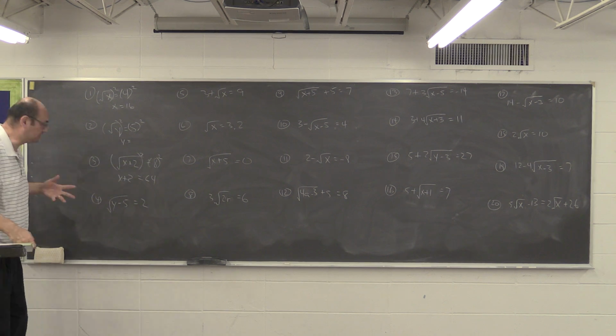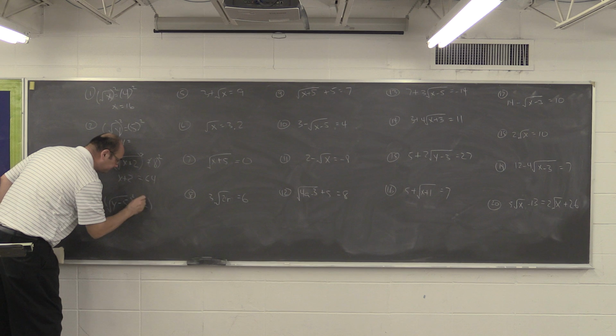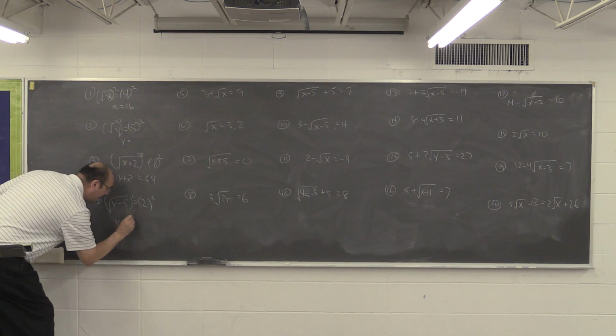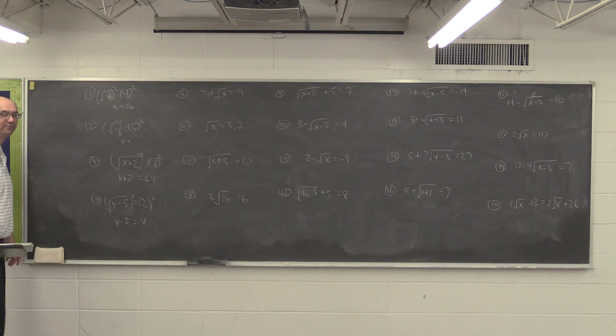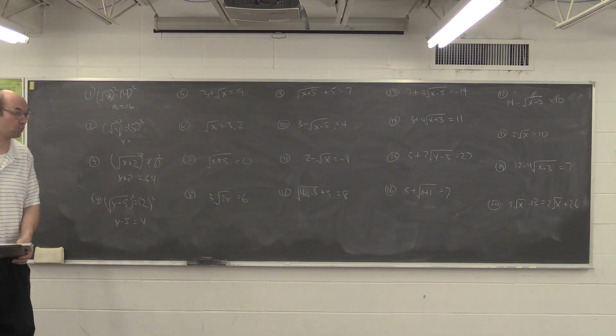Number 4, same thing. We square both sides. Let's do it, okay? y minus 5 equals 2 times 2 is 4, and then you solve for y.